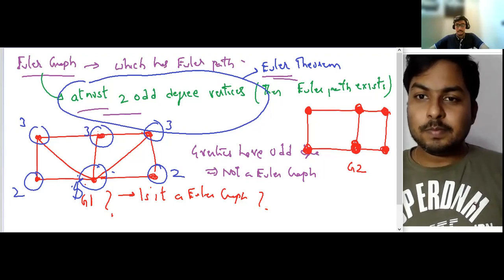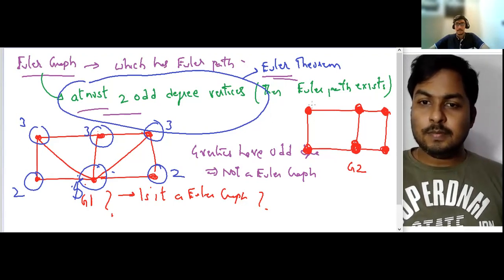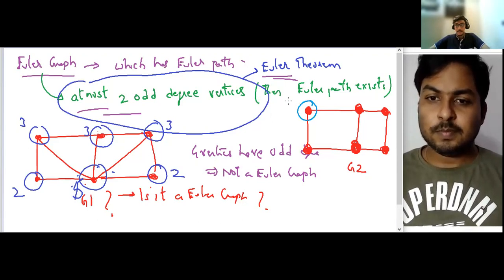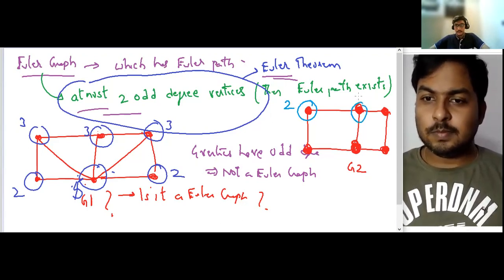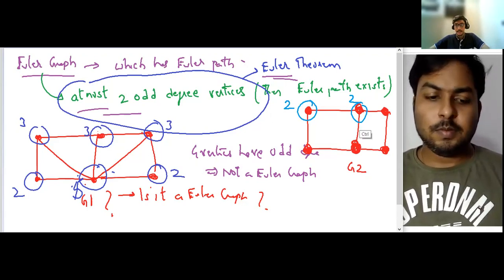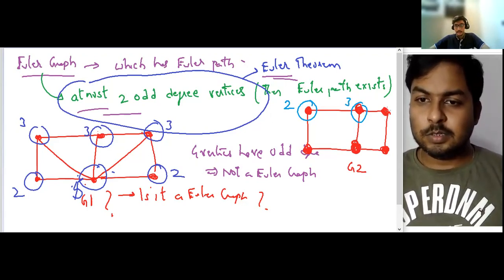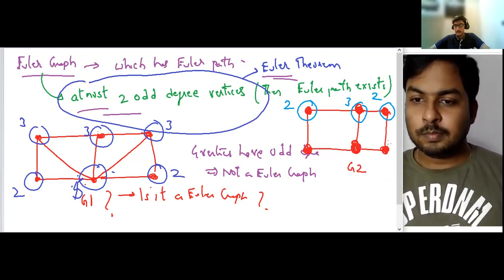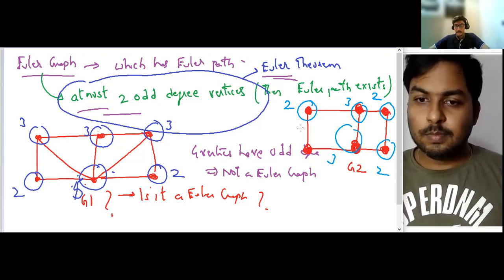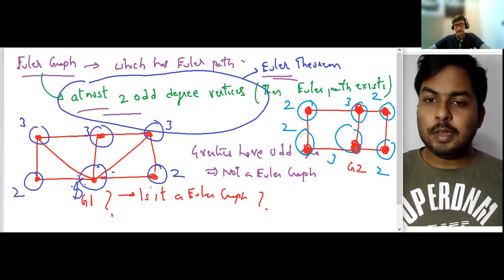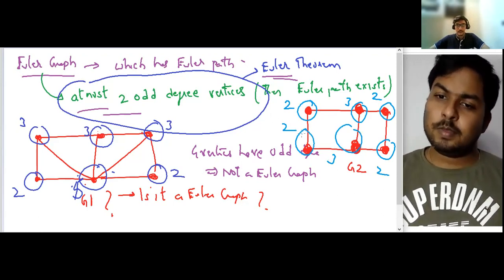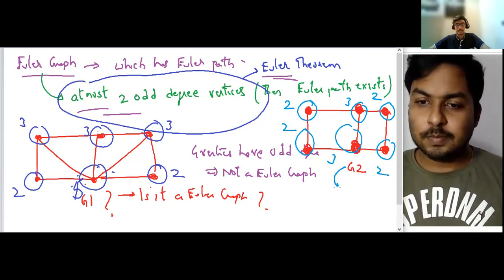So tell me. It is a Euler graph. Let's check. What's the degree of this? 2. What about this? 3. What about this? 2. This? 2 and 3. So how many vertices have odd degrees? 2 odd degrees. Therefore, it's a Euler graph. Correct.